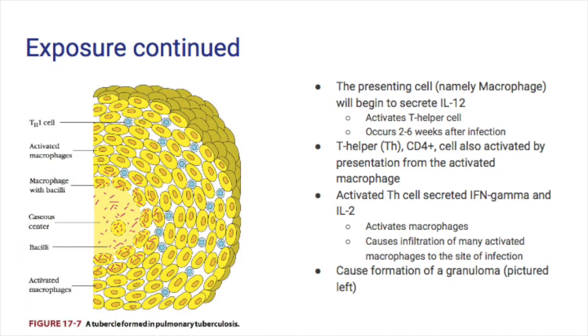Once the T helper cell is activated, it'll begin to secrete two things, IFN gamma and IL-2. These will go to activate new macrophages, ones that have not come into contact with the bacteria, and call them to the site of infection, closer to the source of the bacteria. All of these macrophages, which are called to the site, will begin to form a granuloma. And this is shown on the left.